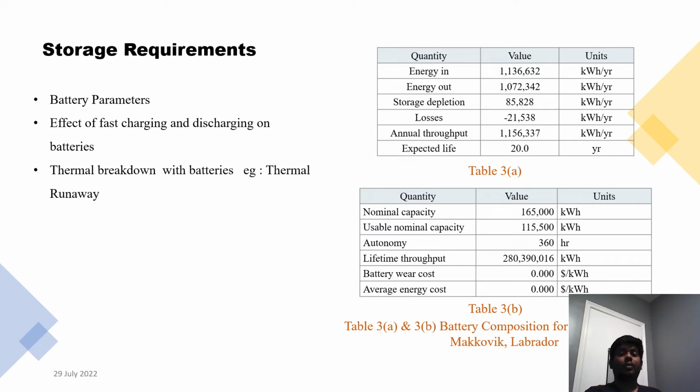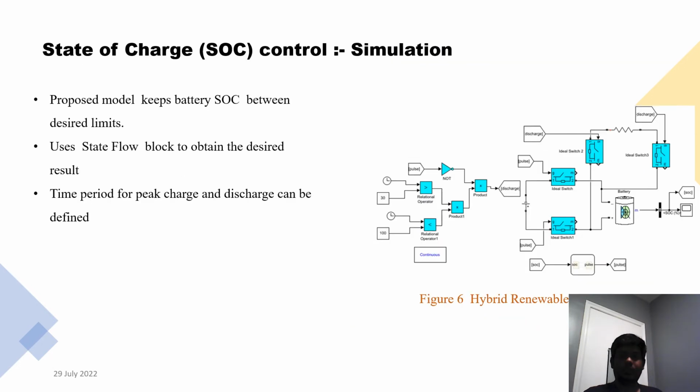This phenomenon is also known as thermal runaway. Here in Table 3, we can see the total amount of energy that goes in and out of the batteries, along with the storage depletion losses, the annual output of the battery, and its expected life, along with its nominal capacity, autonomy, and battery wear. The cost related to battery wear can also be observed.